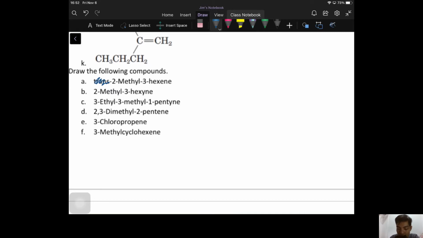So, gawa tayo ng hexene. 1, 2, 3, 4, 5, 6. Ayusin ko yung drawing. Ayan, 6. Then, asan yung double bond? Nasa third carbon. Start ako sa left. Okay lang kahit saan, pero gusto ko sa left. 1, 2, 3. So, dito mag-start ang double bond. Okay? So, 1, 2, 3, 4, 5, 6.